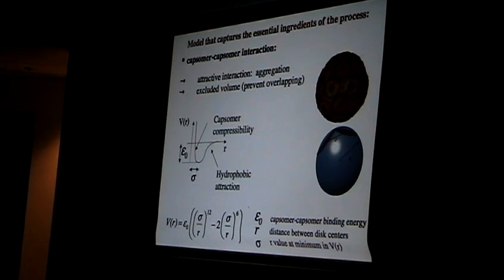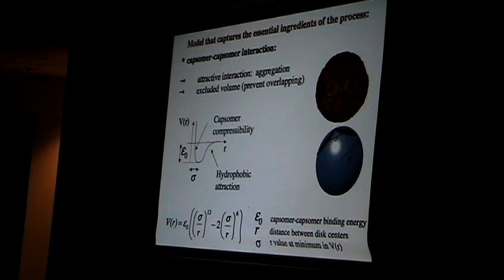So we make our model more realistic. We use a softer potential. By softer potential, we said that, okay, these proteins attract each other and aggregate, so we need a long-range interaction. And because of the excluded volume and overlapping, we need a short-range repulsion. So the simplest potential with this form is the Lennard-Jones potential. We assume that the pentamers and hexamers are like this, sitting over the surface of a sphere. When they touch each other, the distance from center to center is sigma. This is where the potential is at its minimum, epsilon naught, the capsomer-capsomer binding energy. The distance between two disks we call R, and where the potential has its minimum, it's sigma, where the two disks touch each other. And this is the Lennard-Jones potential.